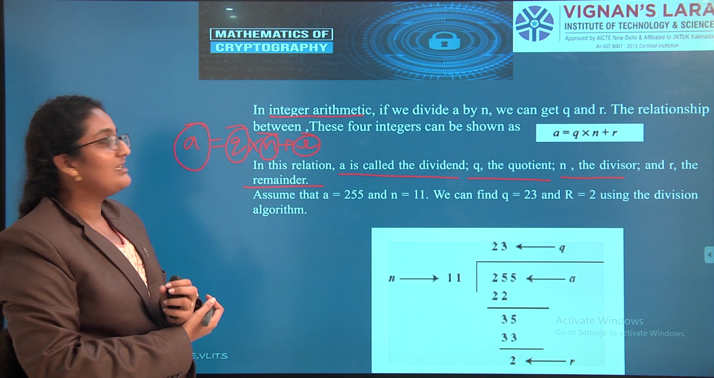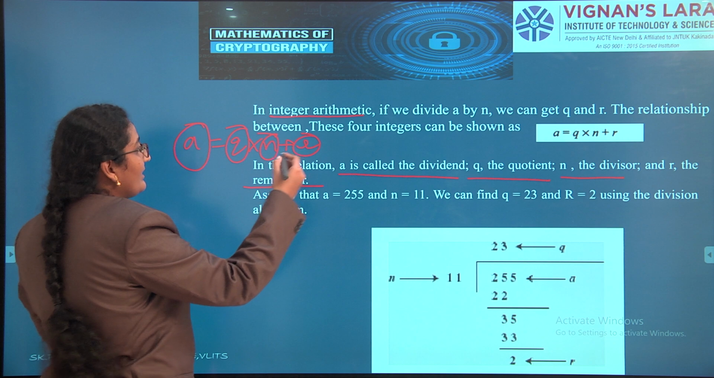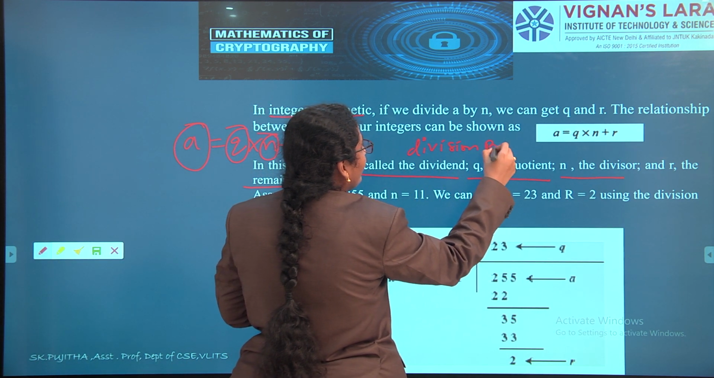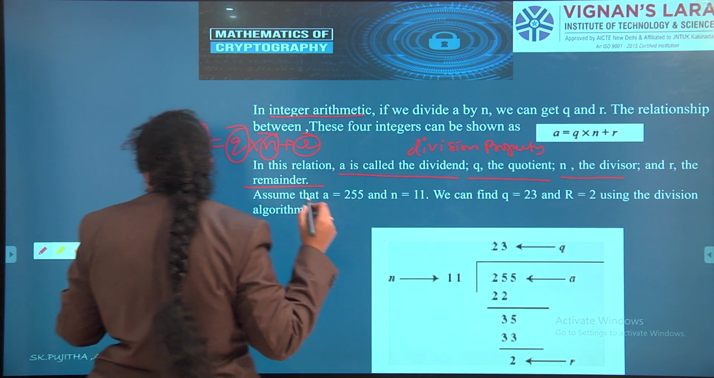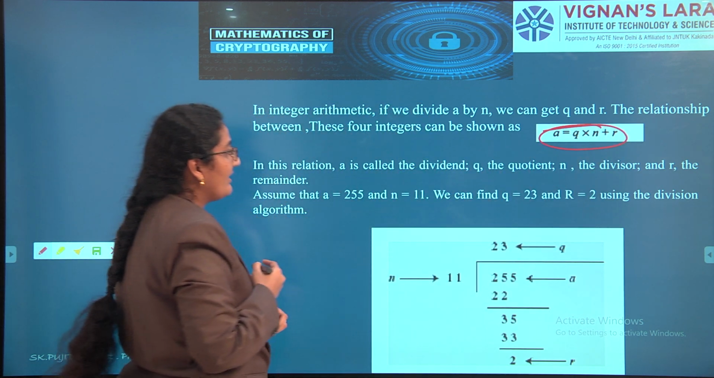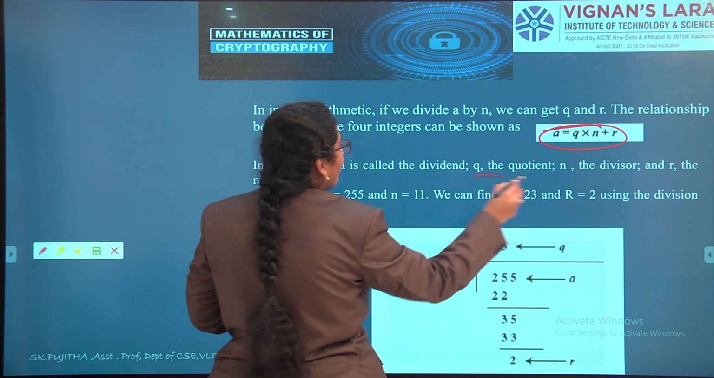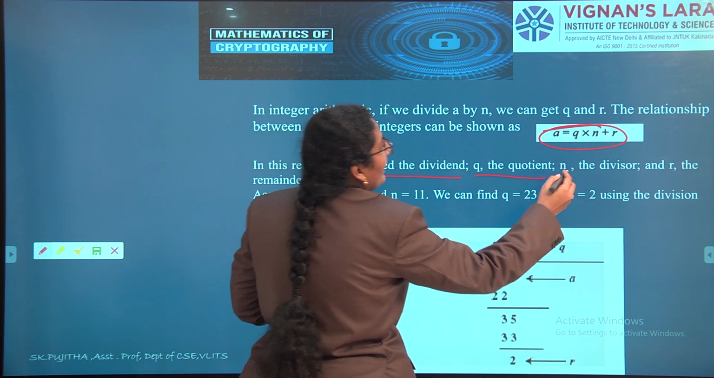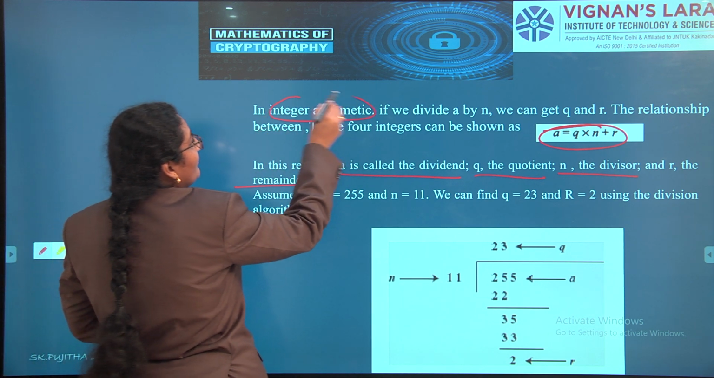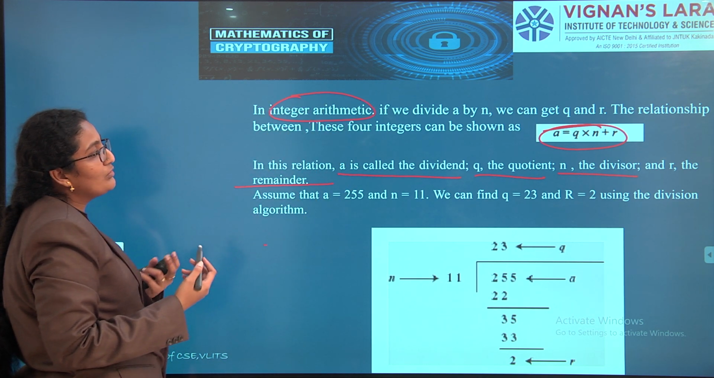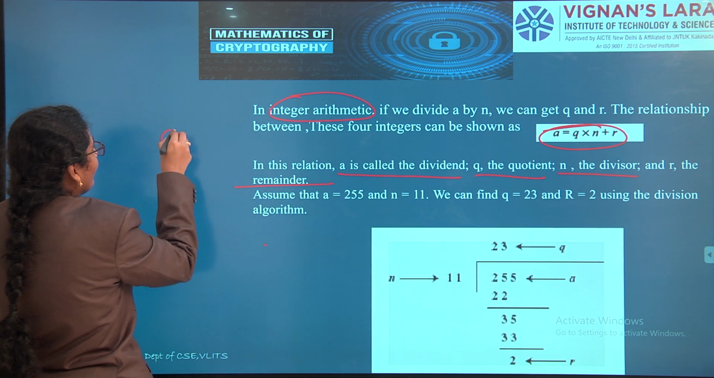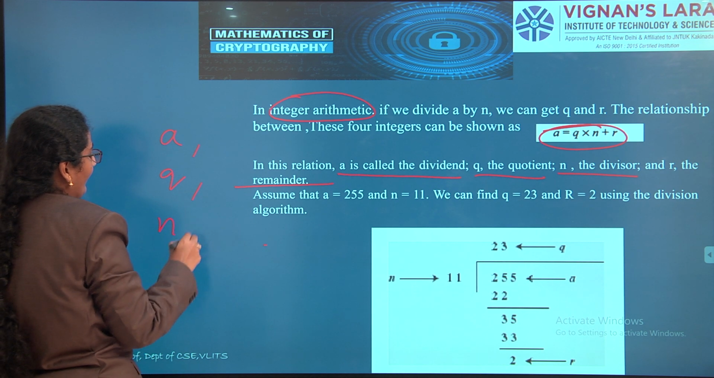Now, continuation of integers. Next one is the division property. What is the division rule we have? a equal to q into n plus r. This is the division rule we have, where q is the quotient, a is the dividend, n is the divisor, r is the remainder. So this is integer arithmetic, where we can divide any two numbers by each other. Here we are taking four integers, and those four integers are a, q, n, r.